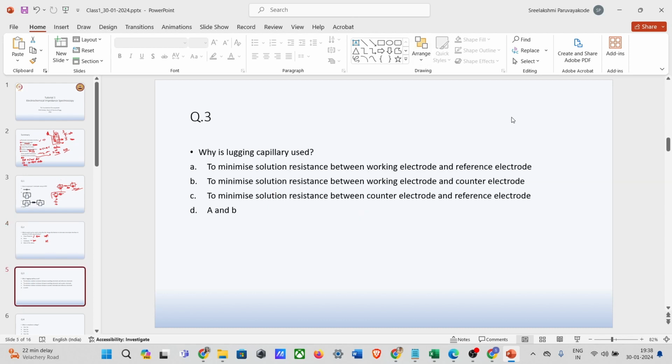Who can answer this question? Why is a Luggin capillary used? Option A: to minimize the solution resistance between the working electrode and the reference electrode. Option B: to minimize the solution resistance between the working electrode and the counter electrode. Option C: to minimize the solution resistance between the counter electrode and the reference electrode. The last one, D, is both A and B.